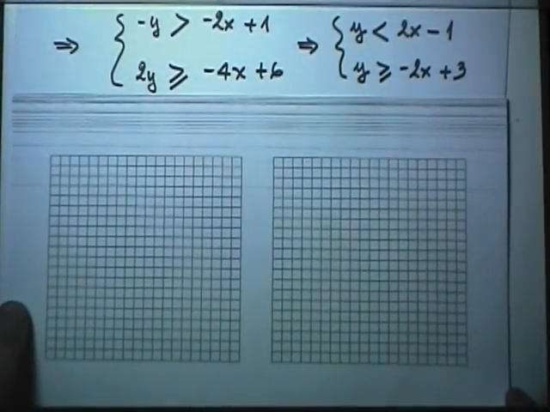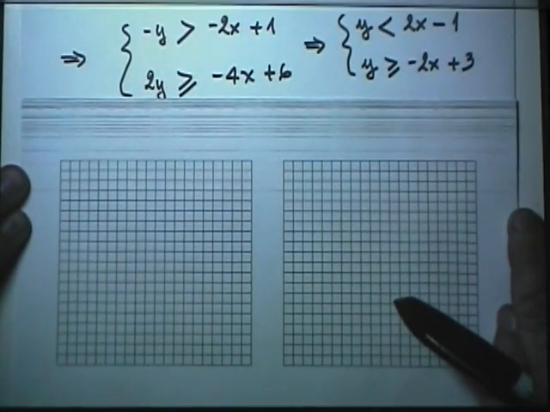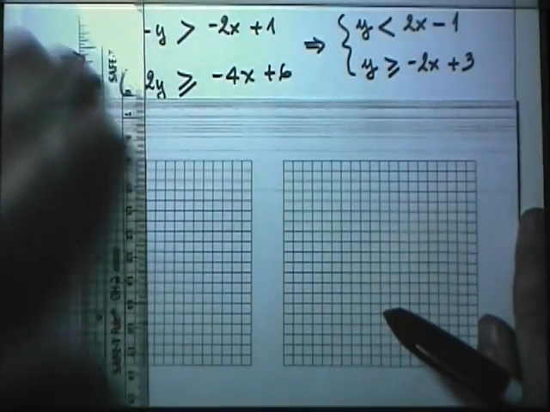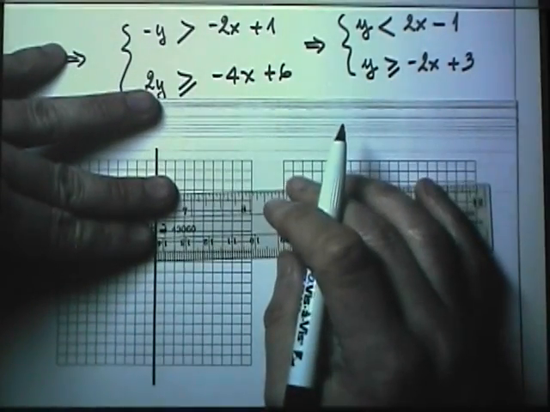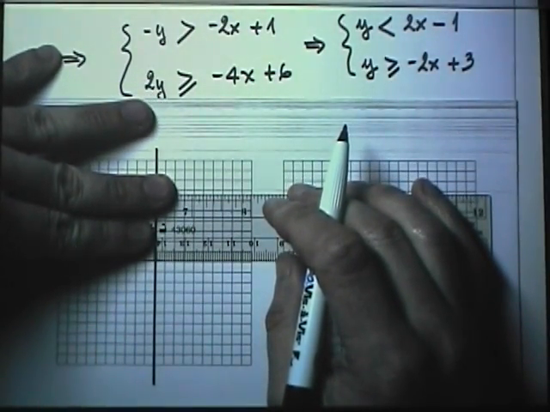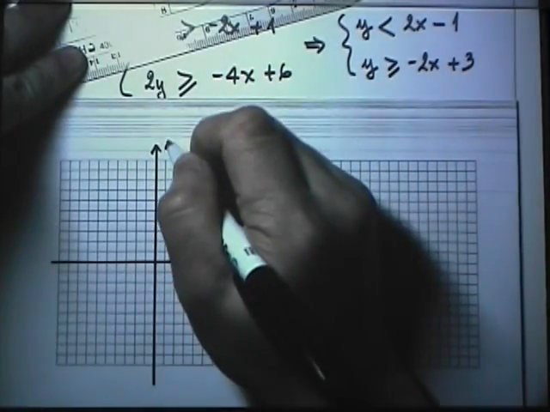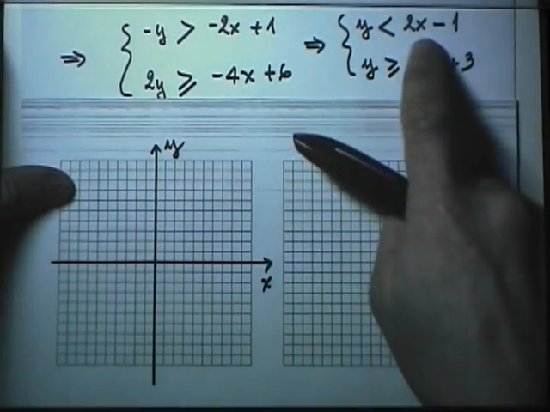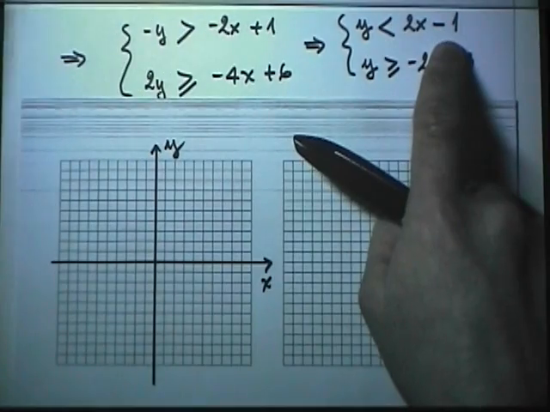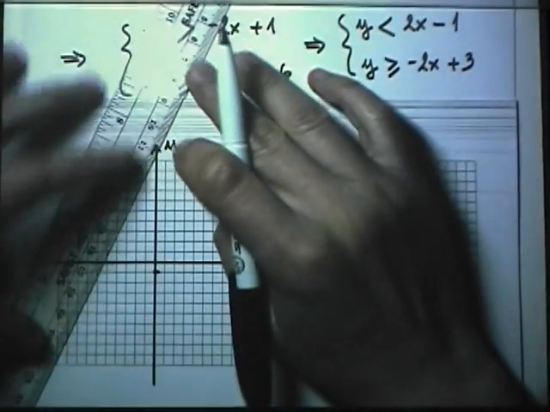On my graph page, I'm going to draw my x and y axes. Now I'm going to draw my first line. I want y equals 2x minus 1. Once again, -1 is the intercept and 2 is the slope. So I'm going to have my line looking like this.